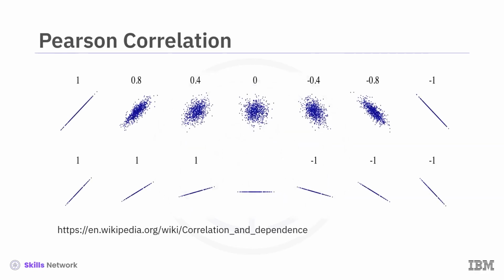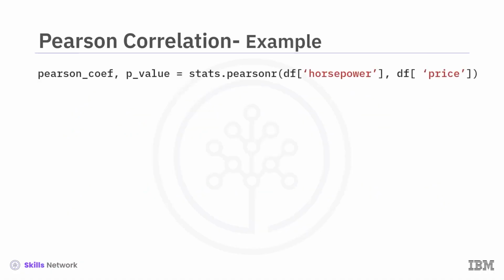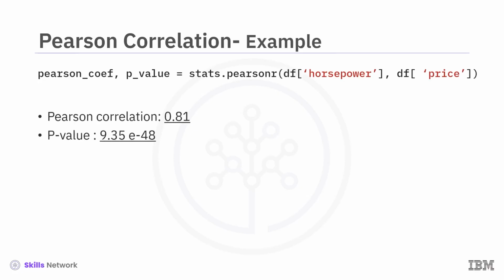The following plot shows data with different correlation values. In this example, we want to look at the correlation between the variables horsepower and car price. See how easy you can calculate the Pearson correlation using the SciPy stats package? We can see that the correlation coefficient is approximately 0.8, and this is close to 1, so there is a strong positive correlation. We can also see that the p-value is very small, much smaller than 0.001, and so we can conclude that we are certain about this strong positive correlation.